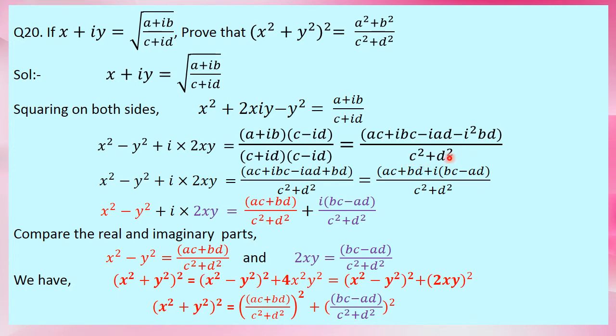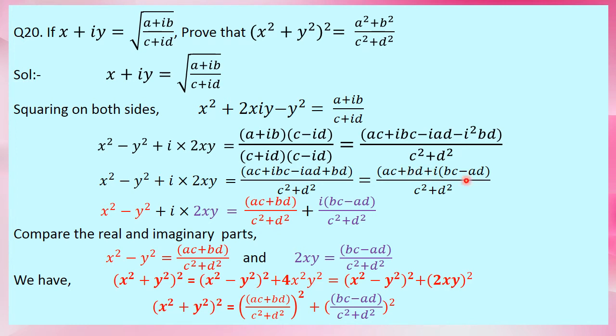And ac plus bd is the term without i, that is minus i square. Minus of i square is minus of minus 1, so it will become plus 1. I square is minus 1, minus of minus 1 is plus 1. So, plus bd it will come. Now, we collect ac and bd together because they are without i, and i into bc minus ad.